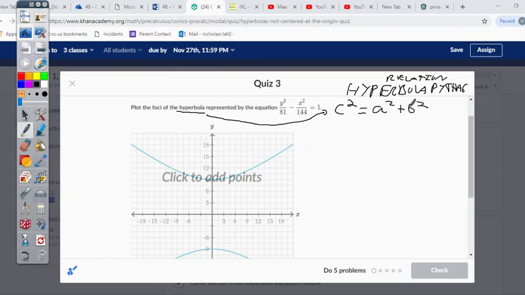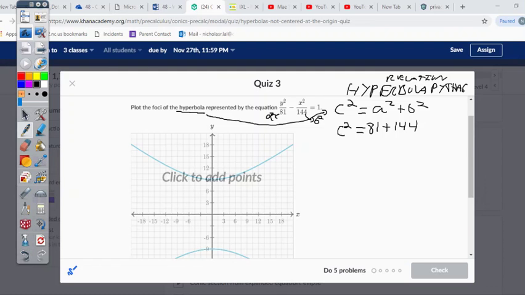And your 81 term is going to be a, and the 144 is going to be b. So that's a squared, that's b squared. So remember, with the hyperbola, a squared is always going to be under the positive term. B squared is always going to be under the negative term. So c squared is equal to 81 plus 144.